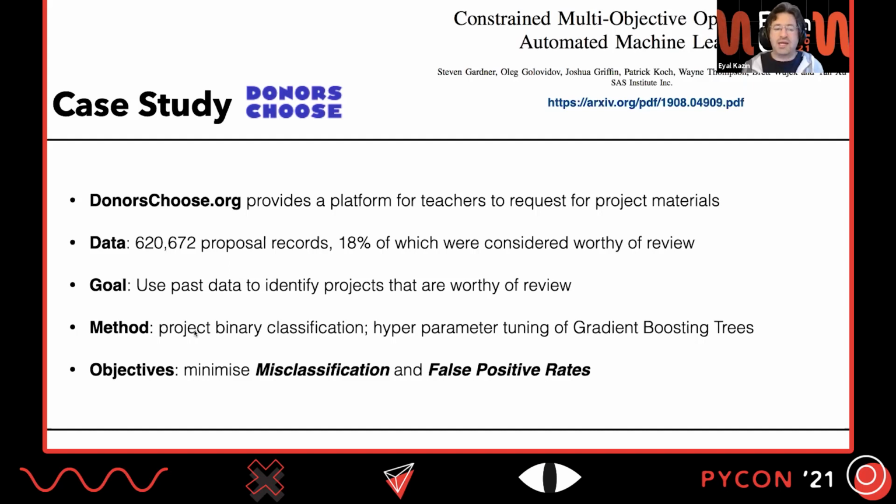And so what the data scientists did was a binary classification, and they wanted to adjust their parameters according to two objectives. And it's minimizing not only the misclassification, but also the false positive rate.